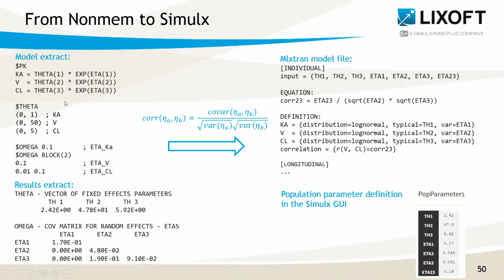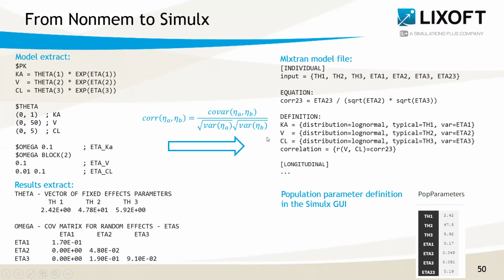So I have taken a simple model with KA, V, and CL following a log normal distribution. In the omega block, I have defined on one side eta Ka alone, and then a block for V and Cl, which has here the covariance between V and Cl, and here the estimated parameters. In the mlxtran model, it would be convenient to use these estimated parameters as inputs, such that they appear in the graphical user interface, and then it's easy to just copy the values from here to Simulx.